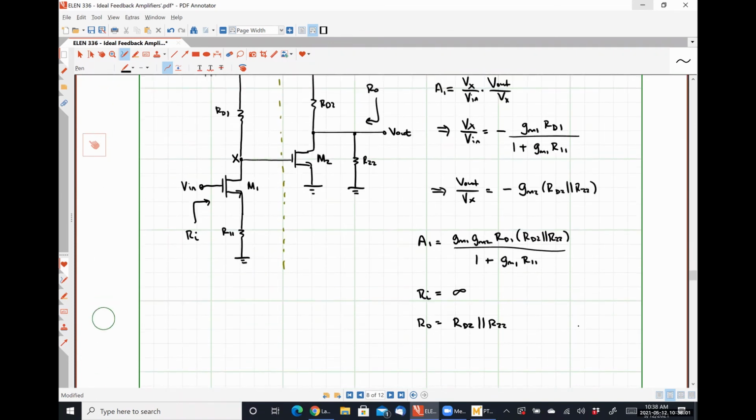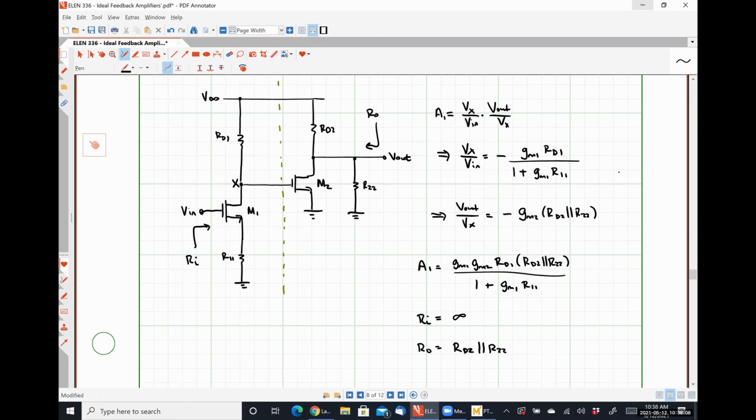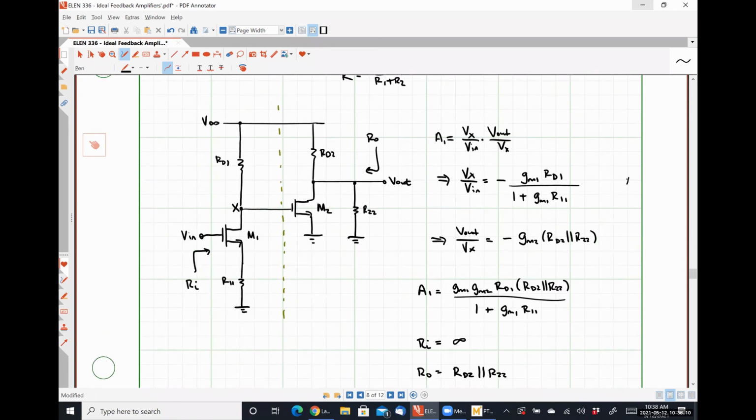So for me, I would store this as one variable A, this as one variable B, so that I know those two multiplied together is my open loop gain, right? Because that's a relatively straightforward calculation, as is the next step. If I know I'm not going to have to do too many steps, I might get lazy and store RD2 in parallel with R22 as a variable as well, because I know it pops up over and over and over again.